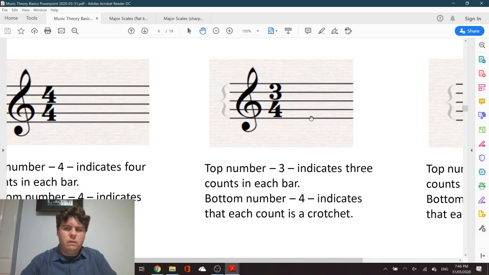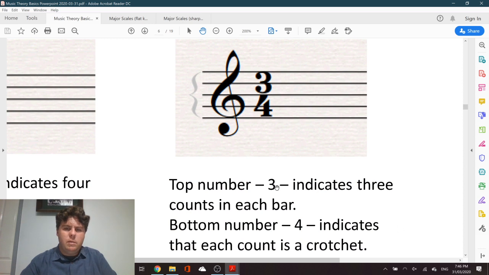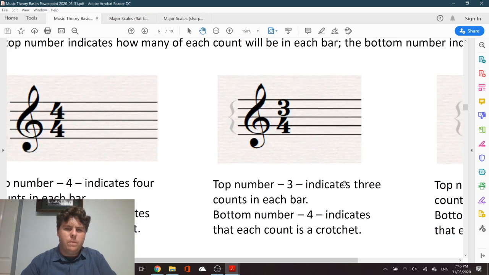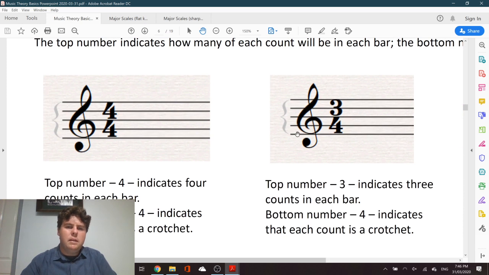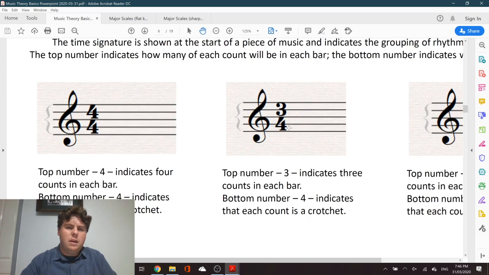Let's have a look at 3/4. The top number, 3, indicates 3 counts in each bar. The bottom number, 4, indicates that each count is a crotchet. So 3/4 and 4/4 are similar in that they both count crotchets. So in 4/4 you can have a group of 4 crotchets before you need a new bar. In 3/4 time you need a group of 3 crotchets before you can have a new bar.